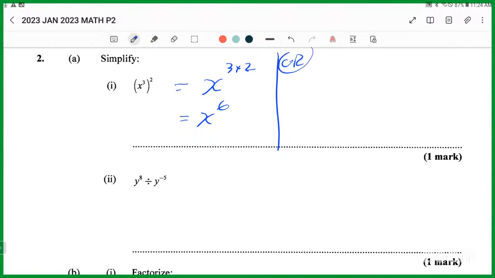Or, this square here means that you're multiplying x cubed times x cubed. And when you multiply indices, you add the powers. So then it becomes x to the 3 plus 3, which works out to x to the 6th power anyway. So the answer is x to the 6th power. Good.